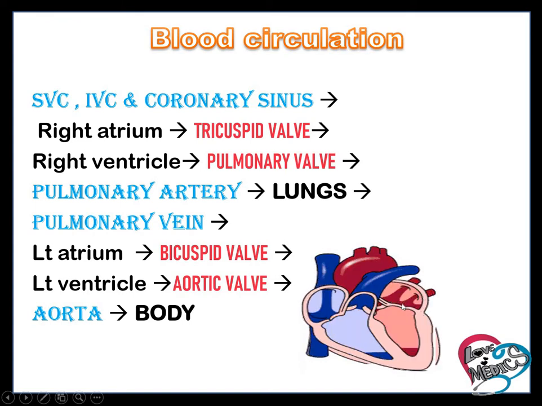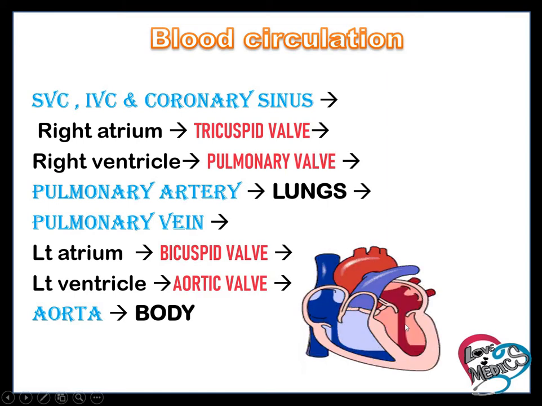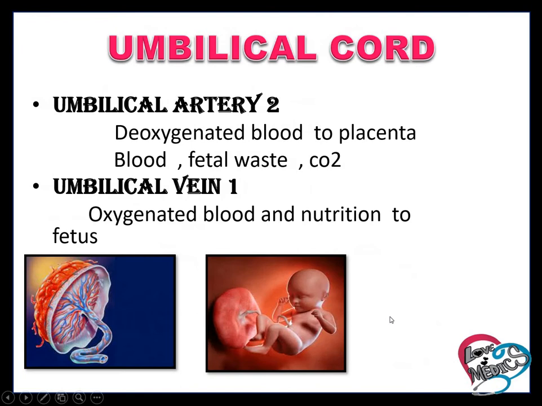left atrium, and this blood passes into the left ventricle through the bicuspid valve, and from here the oxygenated blood is delivered to all parts of the body by the aorta. That is human blood circulation.